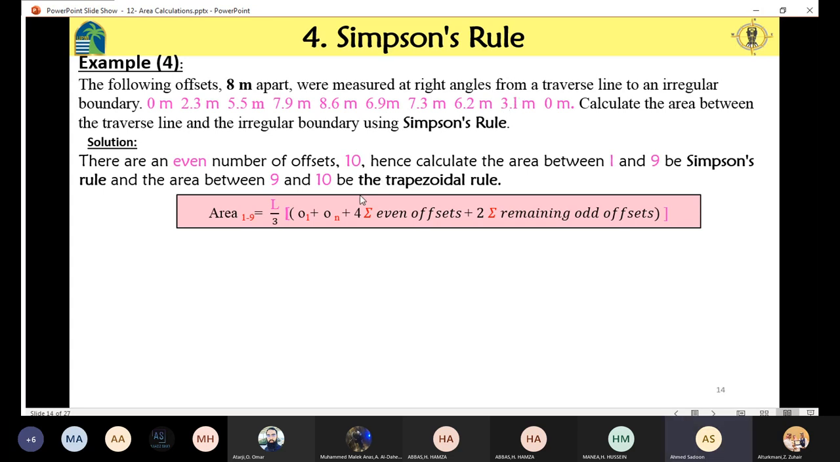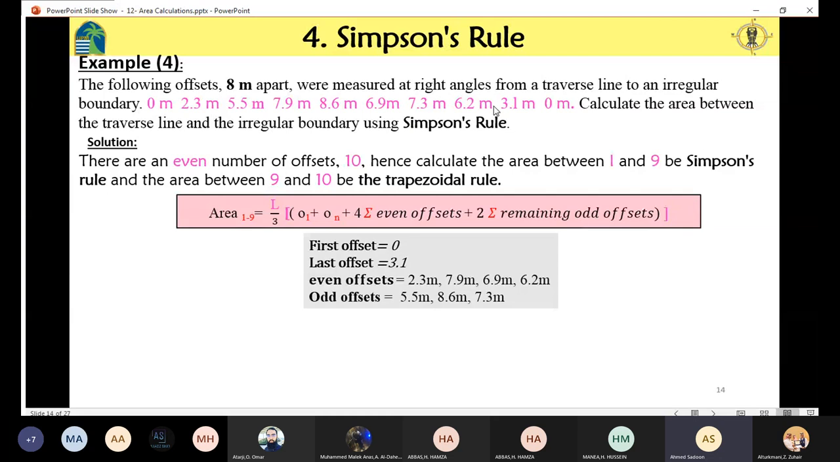It is the last offset. Then here we have the summation for the even offsets. We're going to have this one and this one and this one and that one. And the remaining offsets are going to have this one and this one and this one. So here the first offset is going to be 0. The last offset is going to be 3.1. The even offsets is going to be this one and this one and this one and that one, and the odd offsets is going to be 5.5, 8.6 and 7.3. I'm not going to include the first and the last like I explained earlier.